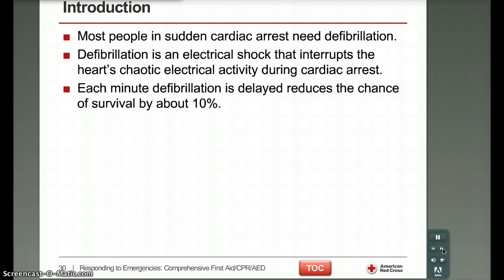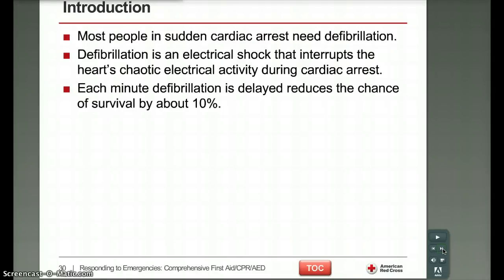Most people in sudden cardiac arrest are going to need defibrillation. Defibrillation is an electrical shock that interrupts the heart's chaotic electrical activity during cardiac arrest. That person is either not pumping any blood throughout the body, or not pumping enough, because it's so abnormal, chaotic, and irregular. So what the AED is attempting to do is take a heartbeat that is chaotic or disorganized and shock it to get it back into a normal functioning heart rhythm.